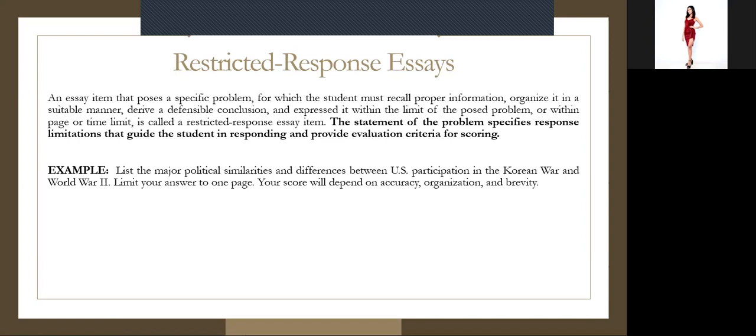Example: List the major political similarities and differences between U.S. participation in the Korean War and World War II. Limit your answer to one page. Your score will depend on accuracy, organization, and brevity.